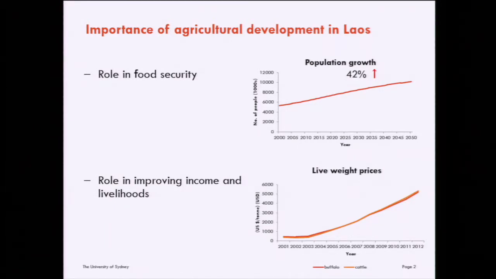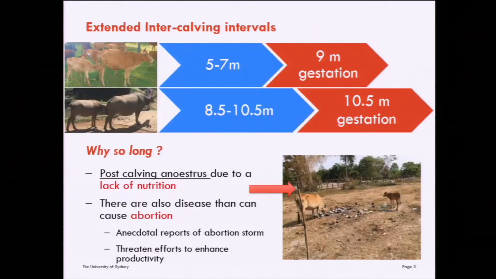So just to rehash why it is important that we develop the efficiency of agricultural production in Laos. Firstly, it has an important role in food security, which is needed to accommodate the population in Laos, which is expected to grow by 42% by 2050. And second of all, to improve income and livelihoods because cattle prices currently reside at an all-time high.